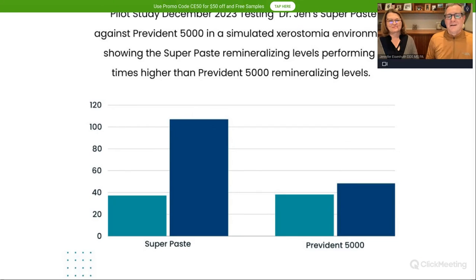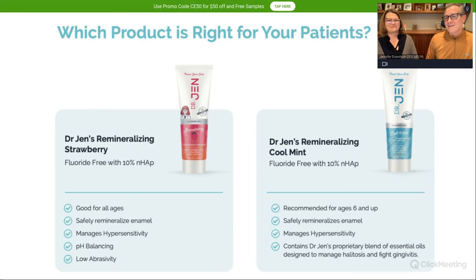This is a study done testing our superpaste against high prescription fluoride toothpaste in xerostomia. It was a pilot study we had done last week. And so does it really work? Does the superpaste outperform high prescription fluoride toothpaste? Yes, it does, especially in a xerostomia environment. The superpaste in that pilot study outperformed 5,000 parts per million fluoride toothpaste by 6 times with remineralizing. If you want to learn more about that study, feel free to contact us after our presentation.